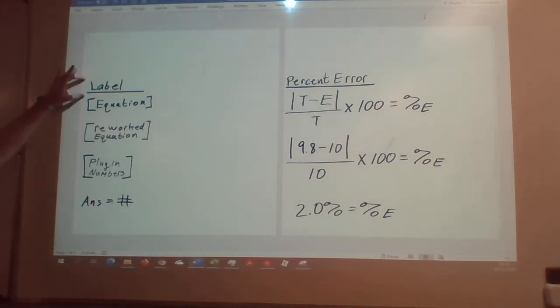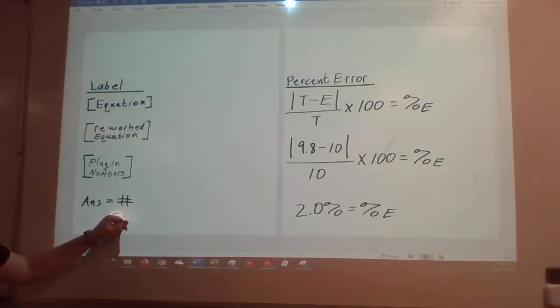So your format is going to be some kind of a label telling me what it is you're calculating. Okay, then you're going to give me the base equation that you're going to use to calculate it. Solve that equation for the thing that you're looking for. Then plug numbers into this equation, and then you have the answer is, so the variable that you're looking for is equal to whatever number that is.